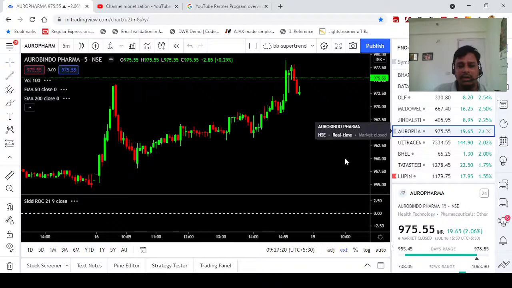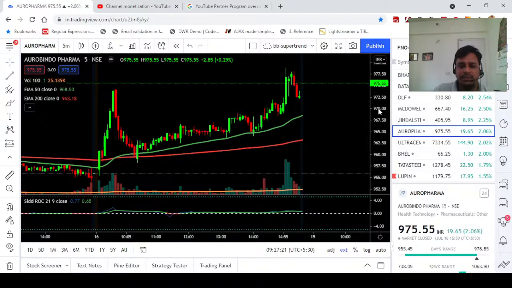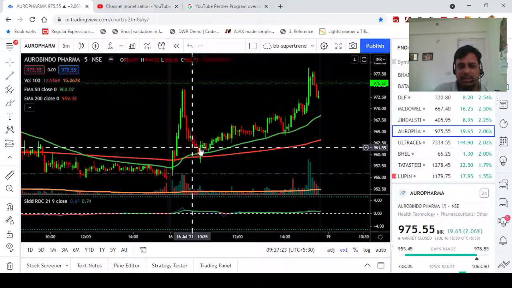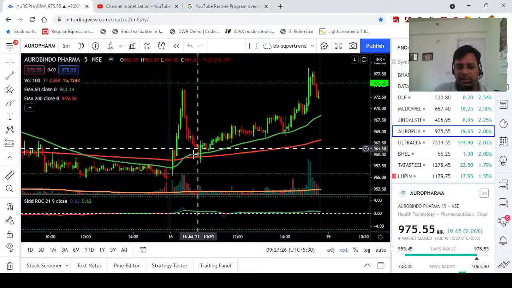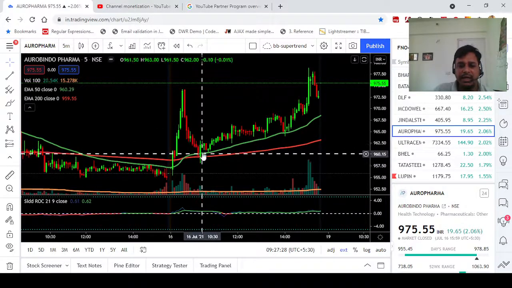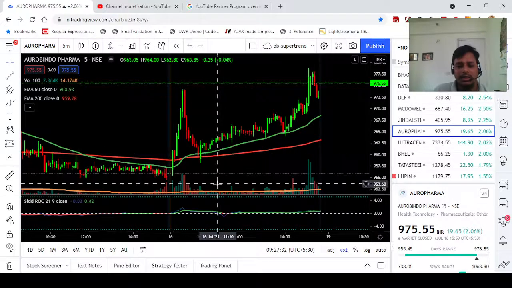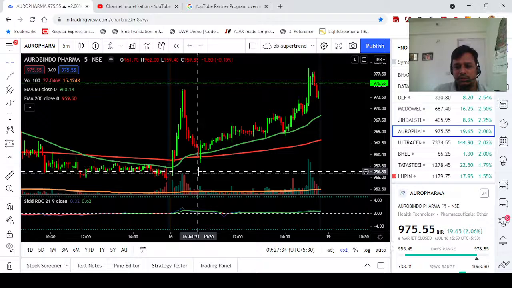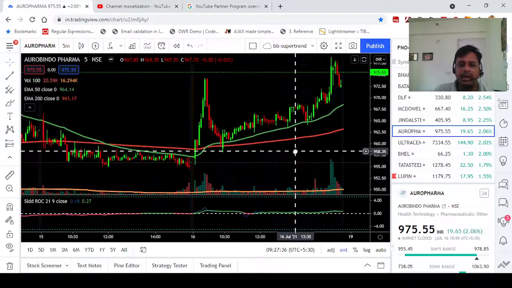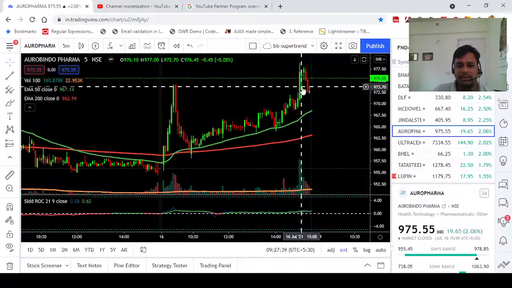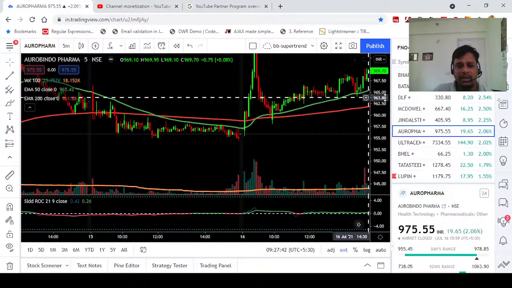That is the 50 and 200 moving average with a 5 minute chart. Again, beautifully you see that the candle is taking support, and near this support you will go for a long, and again 1% is your stop loss, and target is 2.5 to 3%.